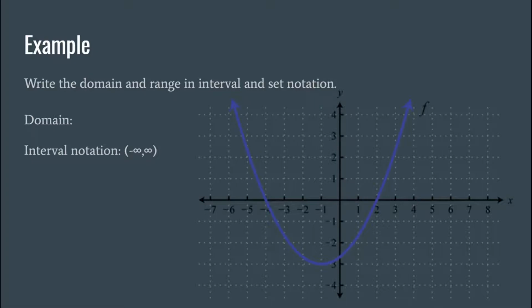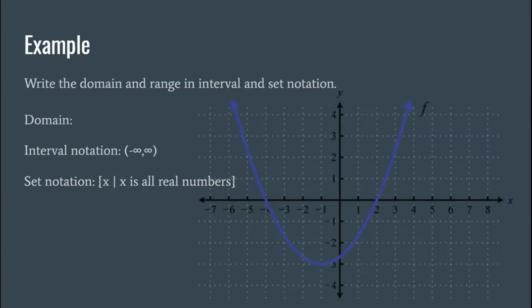Negative infinity to infinity, and you remember, infinity always gets parentheses. That's why both of these have parentheses. Okay, now set notation will look something like this. And it won't always look like this. It really depends on the textbook that you're using. They'll tell you to write different things.